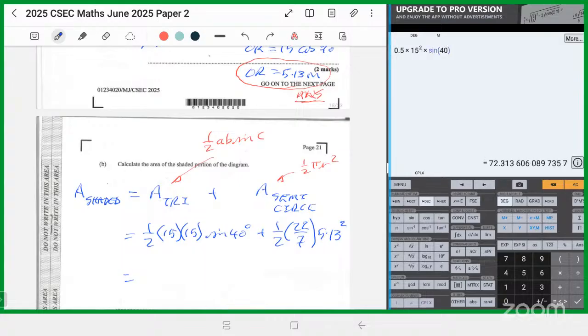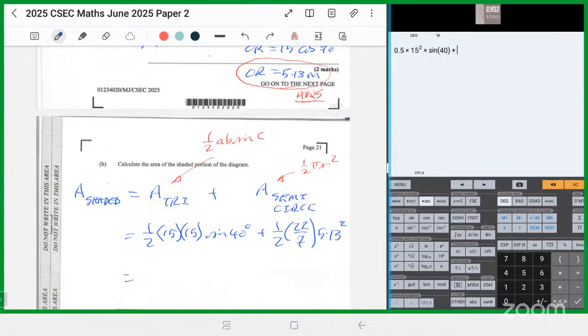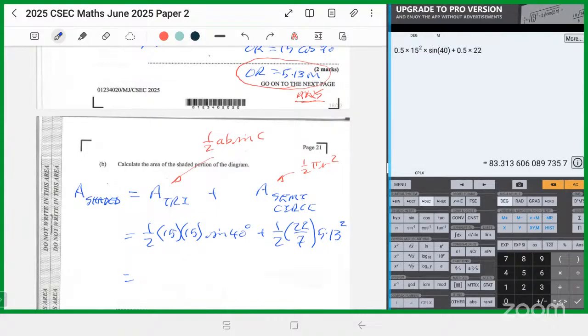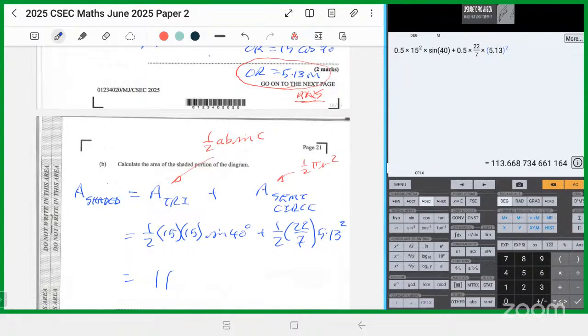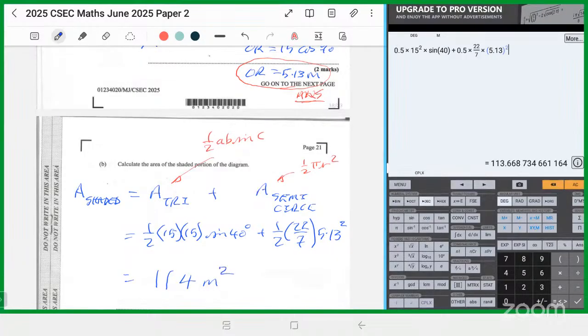And I'm going to add half of pi r squared, so 0.5 times 22/7 times the radius squared, 5.13 squared. I'm going to get, to three significant figures, 114 meters squared. That's what I'm using, 114 meters squared. All right, that is that.